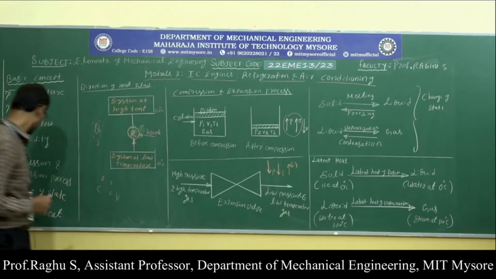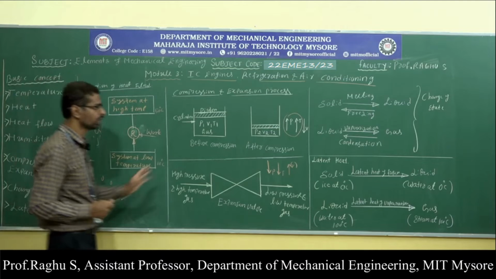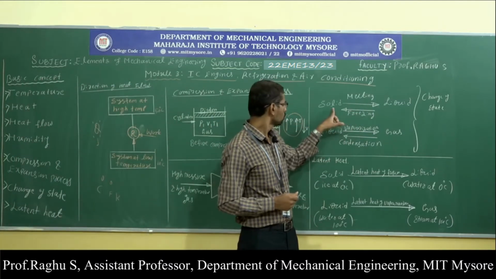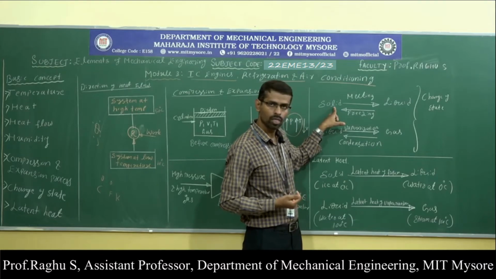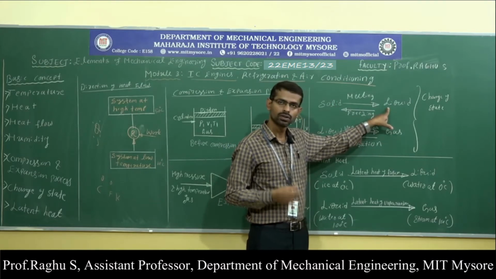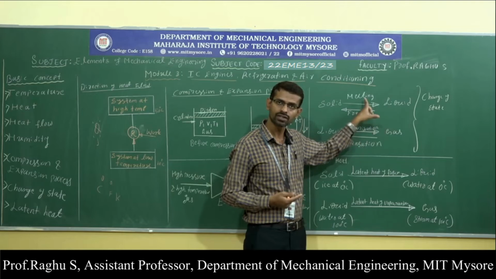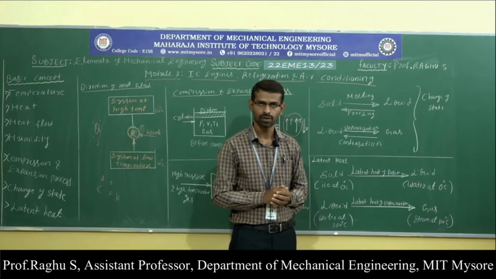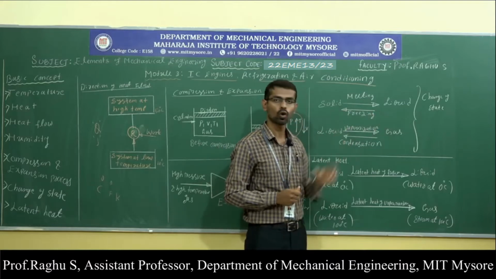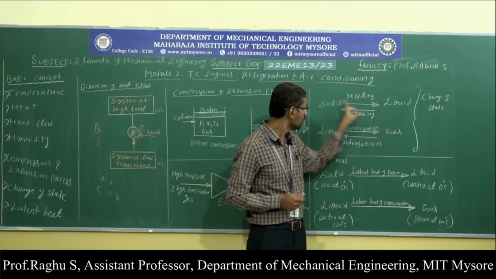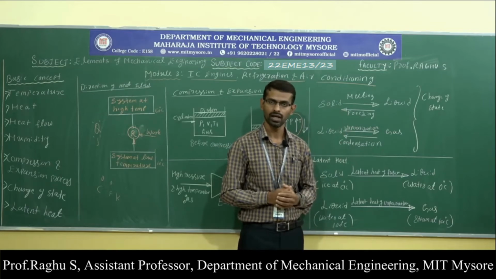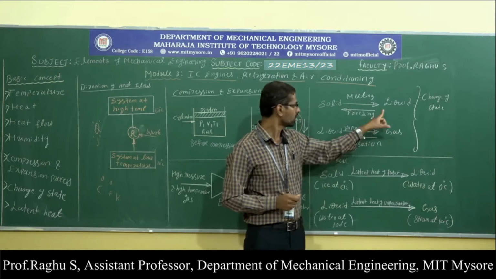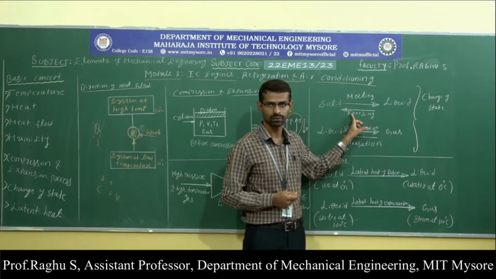Next one, change of state of substances. Change of state from solid to liquid is called melting. Example, melting of ice. But the reverse process is called freezing. Change of state from liquid to solid is called freezing. Example, water converted into ice. That is called freezing.